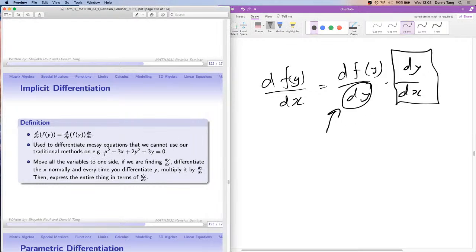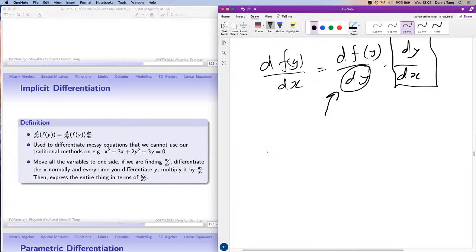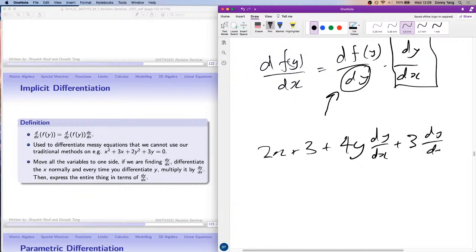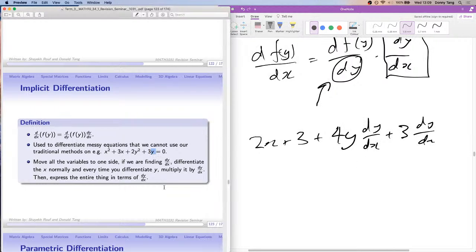So for example, we have x squared plus 3x plus 2y squared plus 3y equals 0. We'll implicitly differentiate that. So we differentiate it in terms of x. So we have 2x, because that's just normal, plus 3, that's just normal. And then now we try to differentiate 2y squared. So what we do is differentiate it normally, treat y as just a variable, so it's 4y. And then since you differentiated y, you multiply dy on dx to it. And then plus 3 times dy on dx, because we differentiated a y. All right, and this is described here.